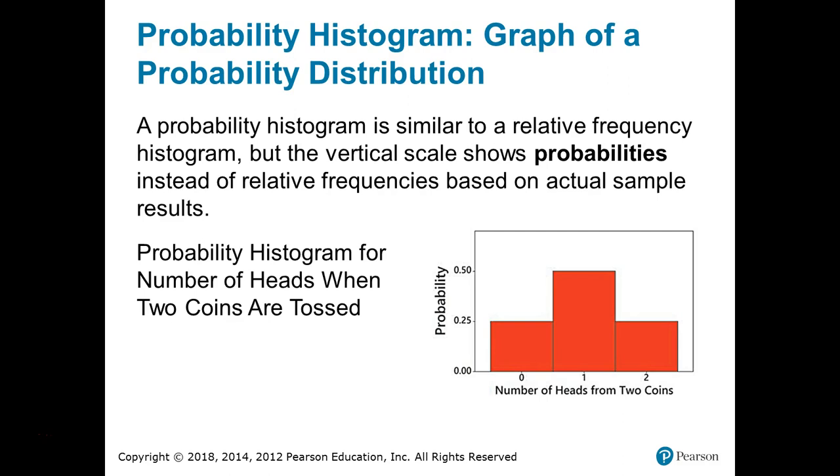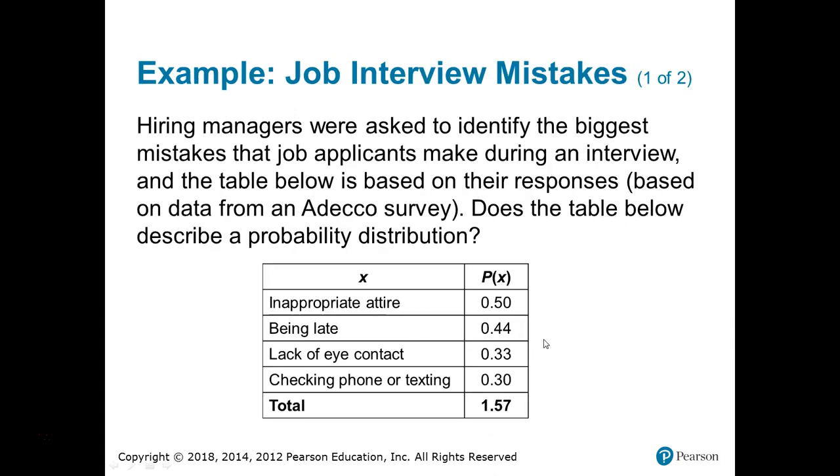So now we're going to put that on a probability distribution histogram. It's similar to a relative frequency histogram, but right now the vertical scale shows the probabilities, not just the relative frequencies. So the vertical scale over here is the probabilities, and it's based on actual sample results. So the probability histogram for the number of heads when 2 coins are tossed: you can see it can be either 0, 1, or 2, and this is kind of getting that general normal curve shape as well.